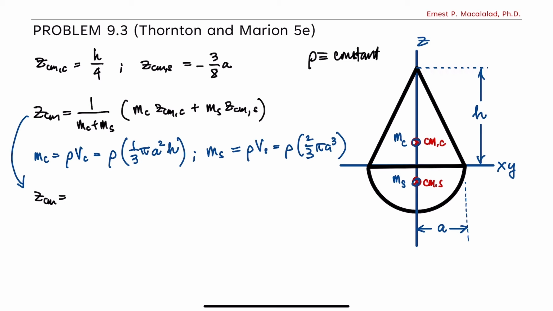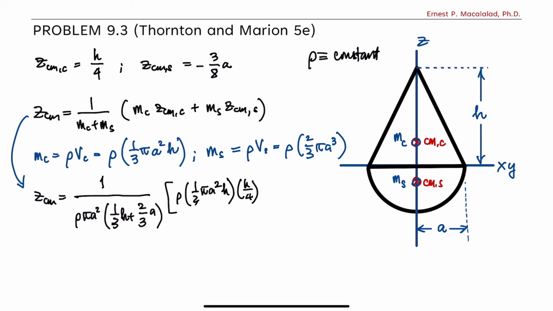So this will now be equal to the sum of these two. So this is 1 all over. You will notice that common factors exist. So that's rho, pi, and a squared. This will be multiplied to 1/3 h plus 2/3 a times rho times 1/3 pi a squared h times h over 4 plus rho times 2/3 pi a cubed times negative 3/8 a. So here we can cancel rho, can also cancel pi, and we can also cancel a squared.